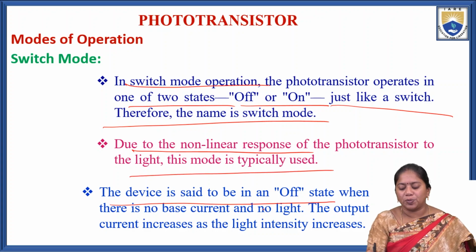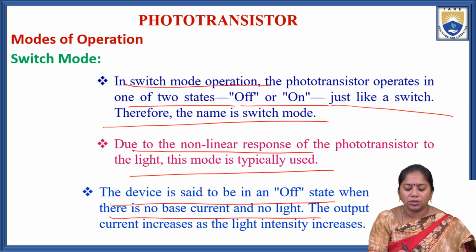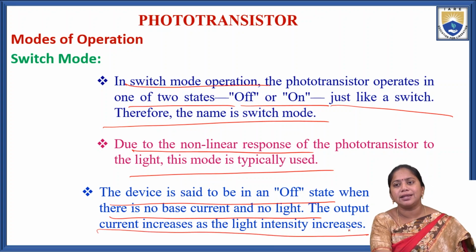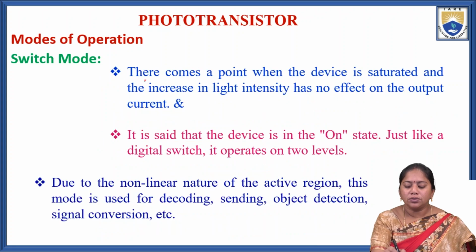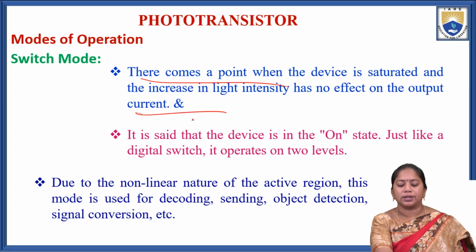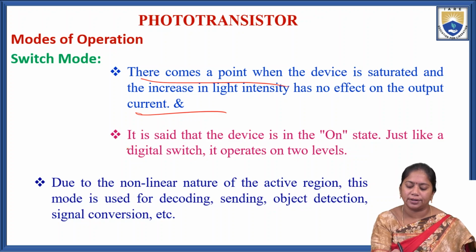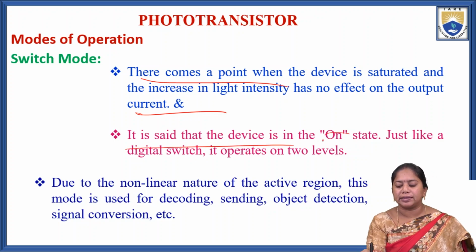The device is said to be in the off state when there is no base current and no light. The output current increases as the light intensity increases. There comes a point when the device is saturated, and any further increase in light intensity has no effect on the output current. Then the device is said to be in the on state.